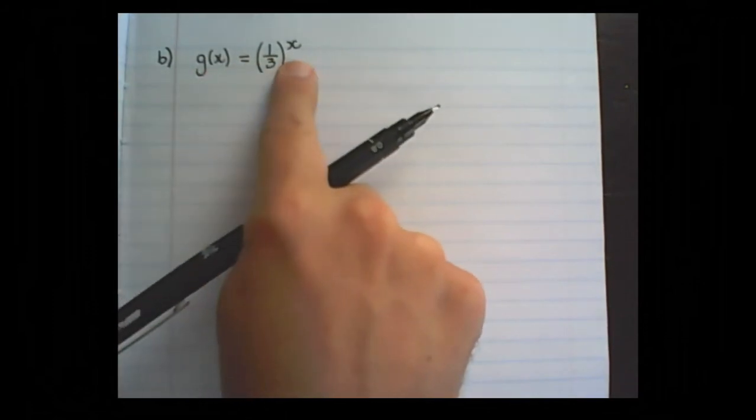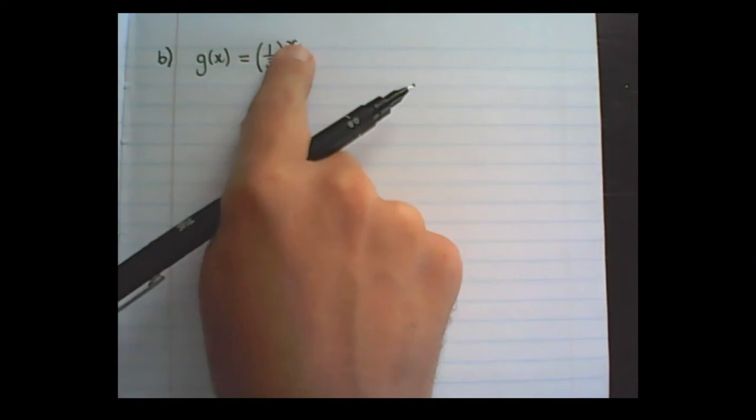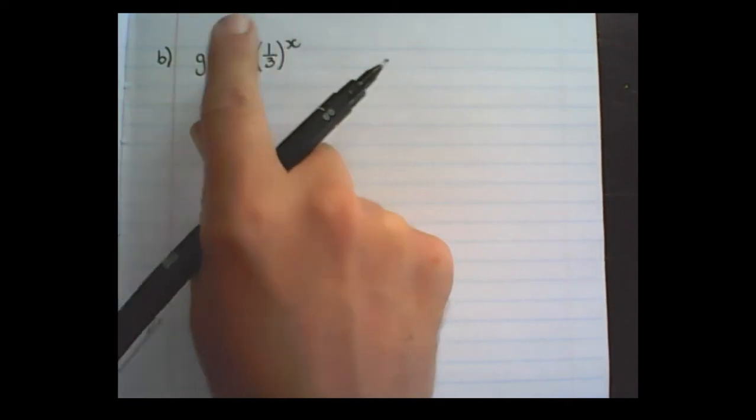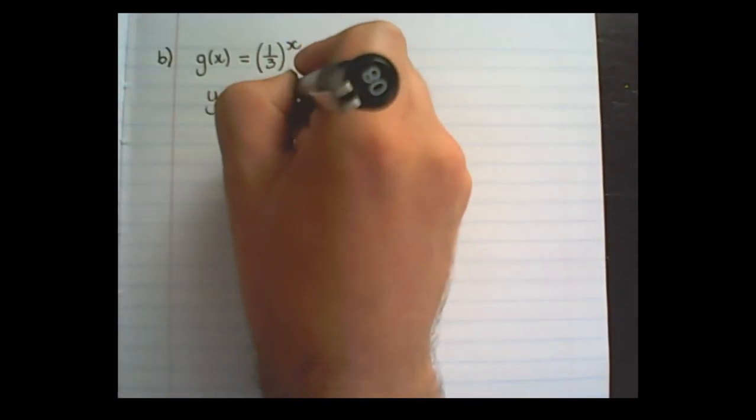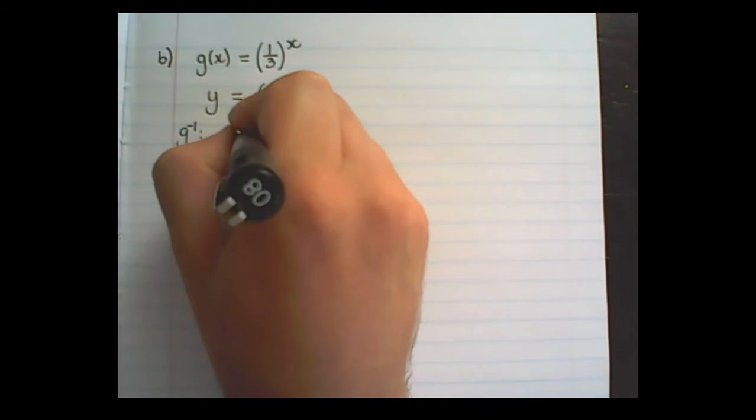Our second function that we will plot is g(x) = (1/3)^x. Before we plot it, let's find its inverse. So I replace g(x) with y, step 1. Then for the inverse, I swap x and y's position.